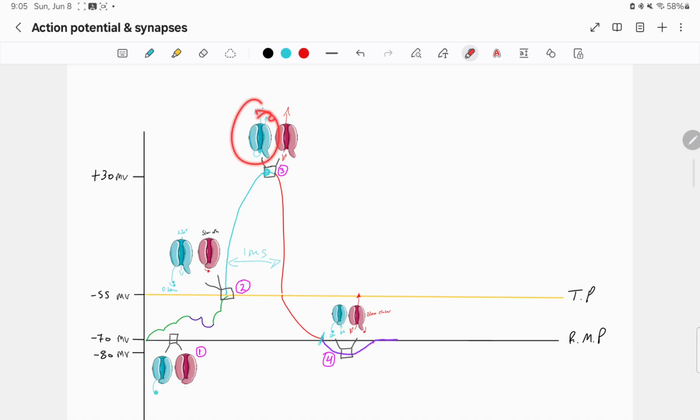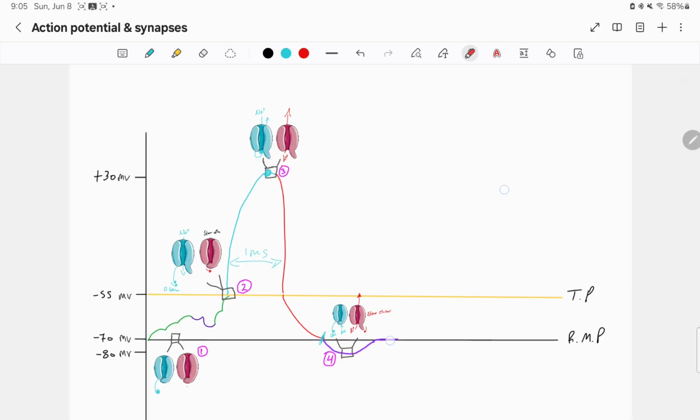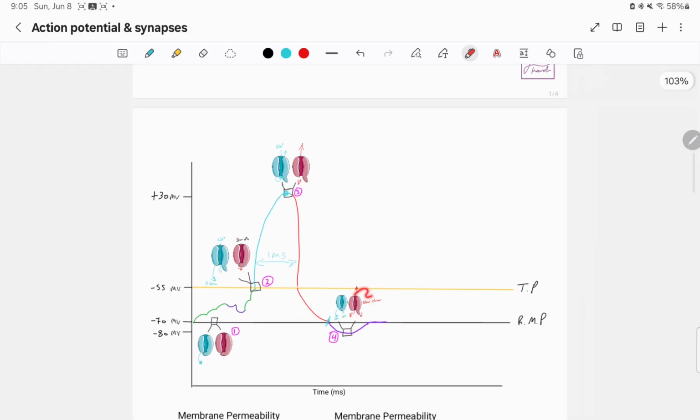Whereas over here, the activation gate was already open. And no matter how much stimulus I give here, the inactivation gate will never ever open again unless we go back to the resting membrane potential. Okay? Again, we'll talk about this a bit more towards the end of the video, but this is actually the kind of cellular level reason for the absolute and relative refractory period.